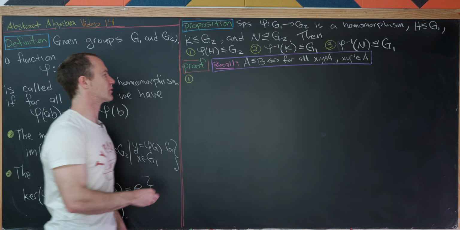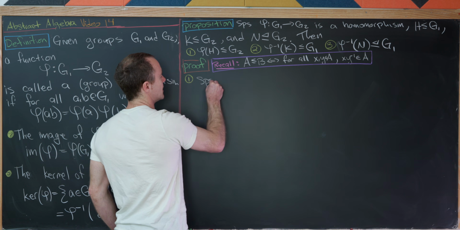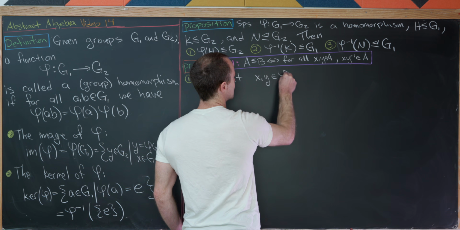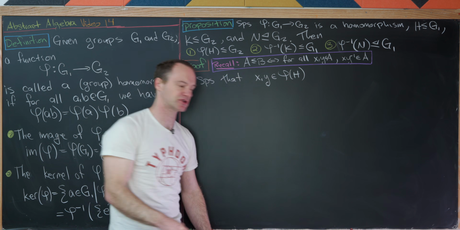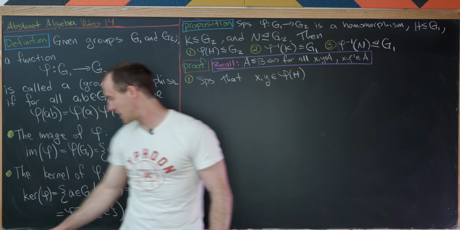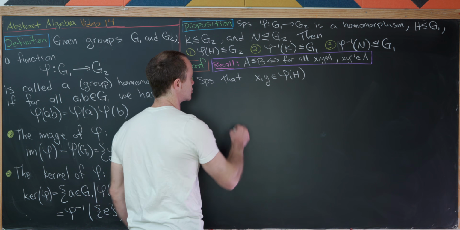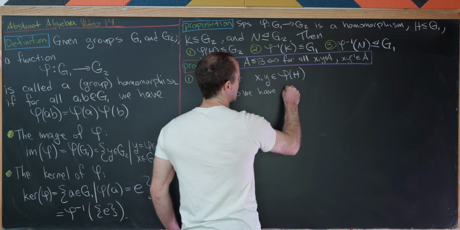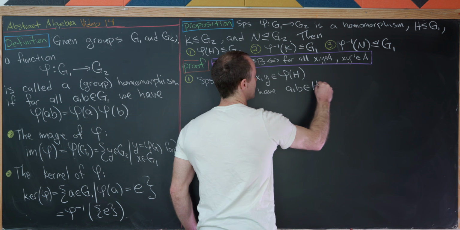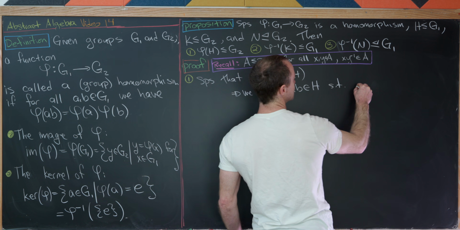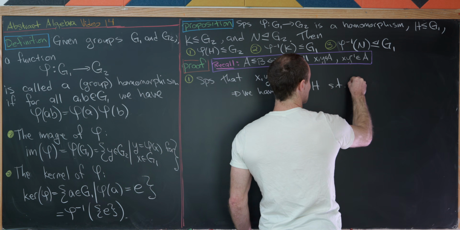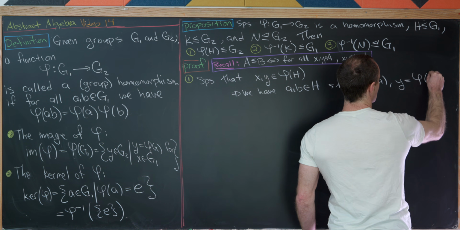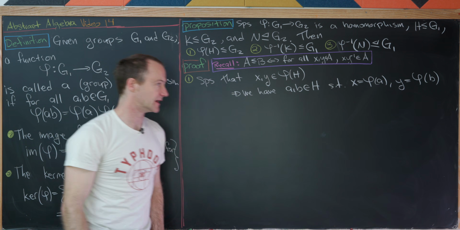Okay, so let's do number 1. So let's suppose that X and Y are inside of this image phi of H. But now let's unpack that using the definition of the image. So that means that we have an A and a B inside of H such that X equals phi of A and Y equals phi of B. Okay, nice.